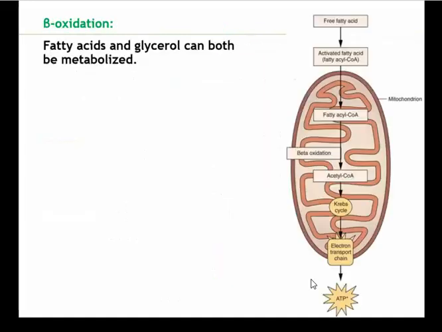So here's the beta oxidation process. We see fatty acids and glycerol can both be metabolized here, but just differently. I already mentioned that glycerol is transformed by the liver into glucose, which can be used to form pyruvate, and then it can be turned into acetyl-CoA. But the free fatty acids can't enter directly, and that's what this picture shows here. So fatty acids are broken down into acetyl-CoA.